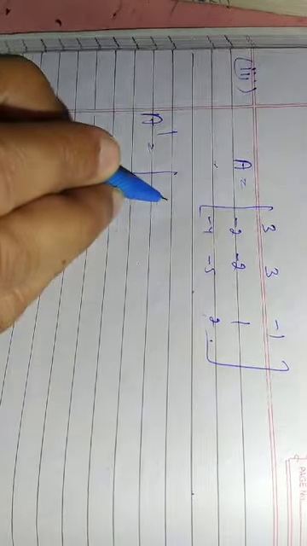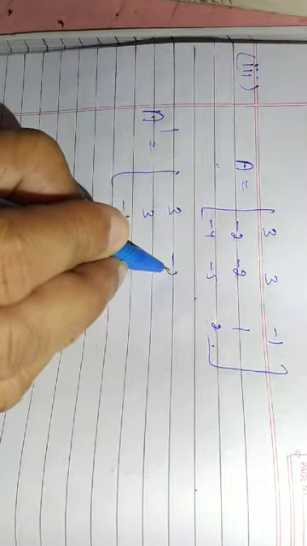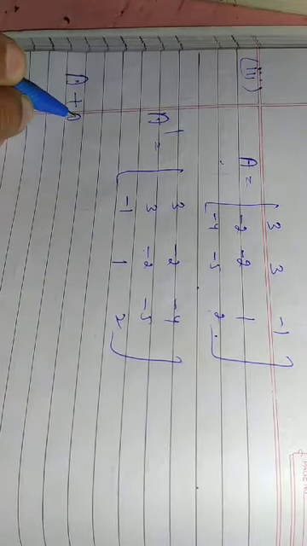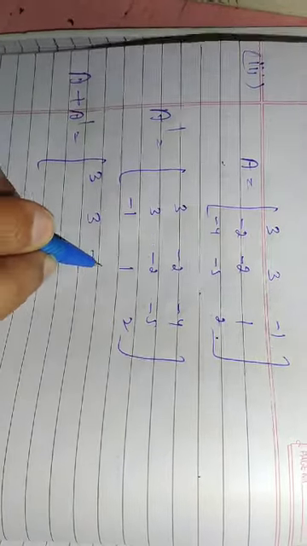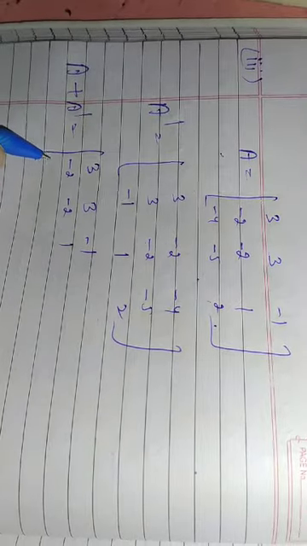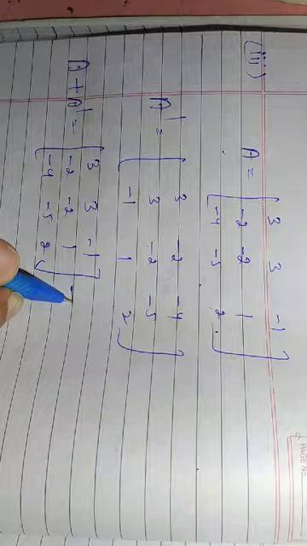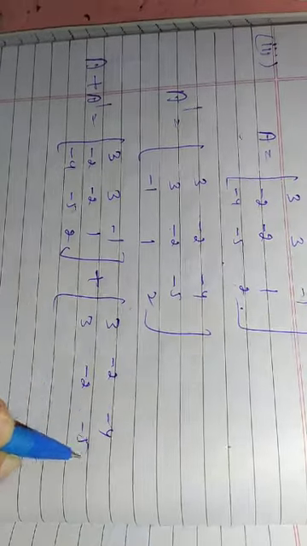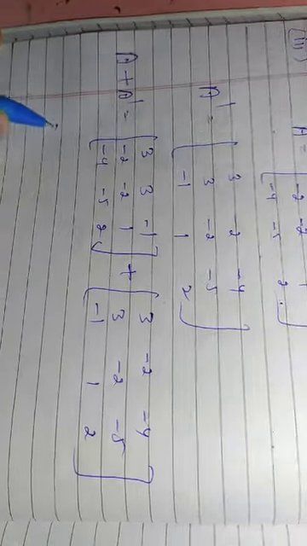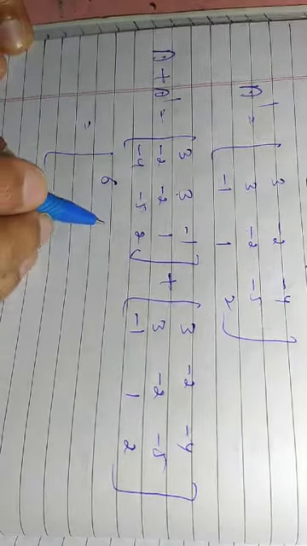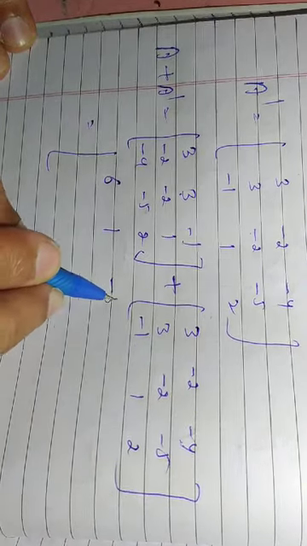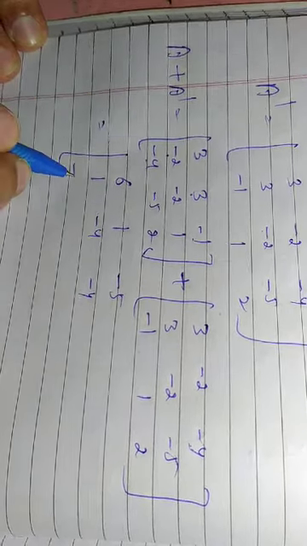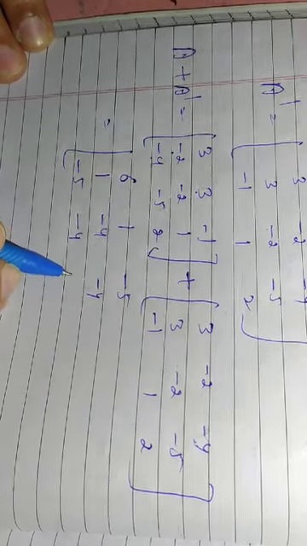Firstly, find A transpose. Then we find A plus A transpose. A is 3, 3, minus 1, minus 2, 1, minus 4, minus 5, 2. Adding A transpose: 3 plus 3, 6. 3 minus 2, 1. Minus 1 plus 3, 1... the result is a symmetric matrix with diagonal entries 6, 2 and 4.